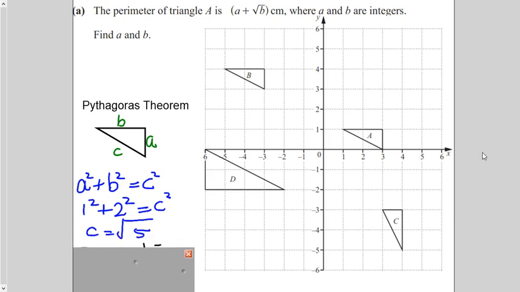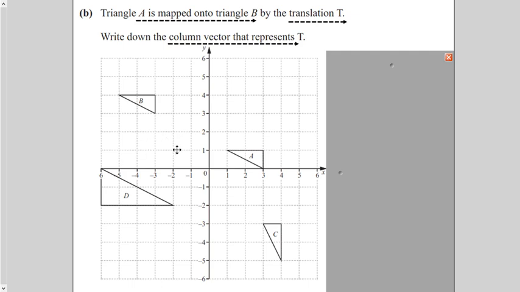Now if you talk about perimeter, it means add up all the sides, right? Perimeter is adding up all the sides. So it is 1 plus 2 is 3, and this is root 5. So if you have to answer a and b, you can say your a is actually 3 and your b is 5. And again, do not mix it up with this ABC. I'm generalizing the Pythagoras theorem. So let's see part b of the question.